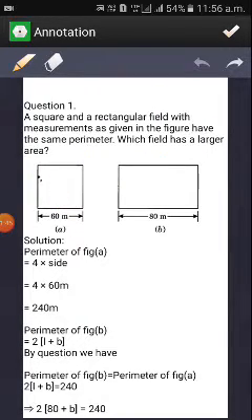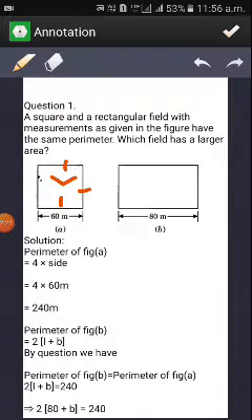First of all, we should know that we can find the perimeter or area of figures only when we know the dimensions of the figures. In case of this square, we know the sides equal 60 meters. All the sides are equal. But in case of the rectangle, we only know the length, that is equal to 80 meters. Breadth of the rectangle is not known to us.